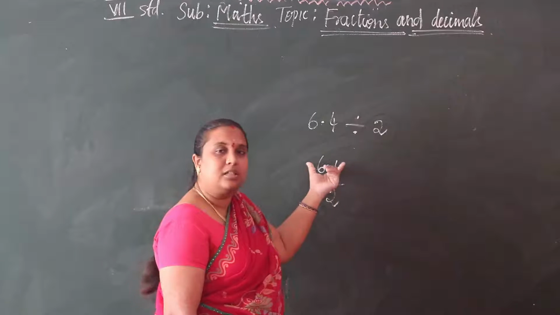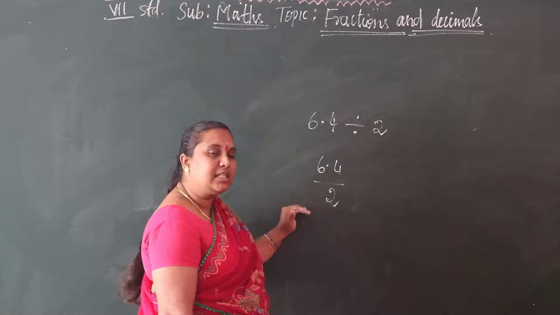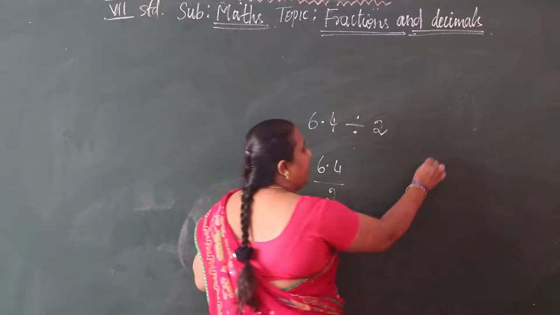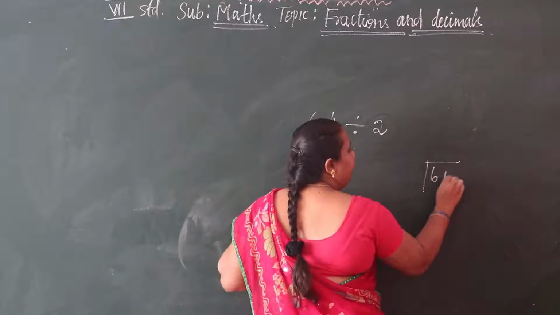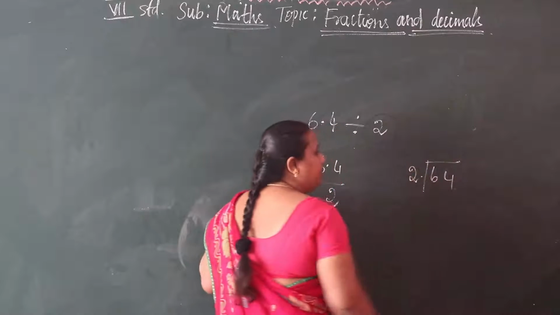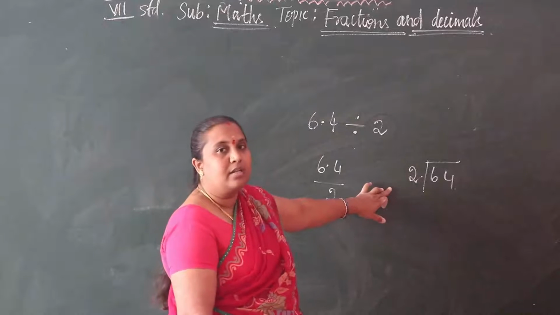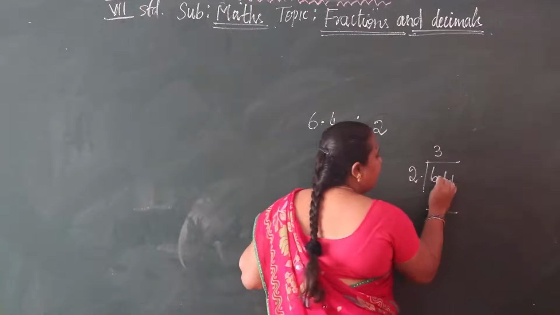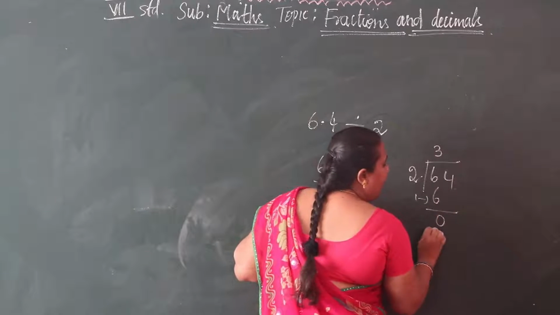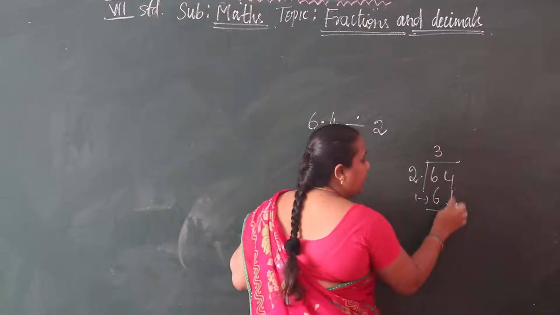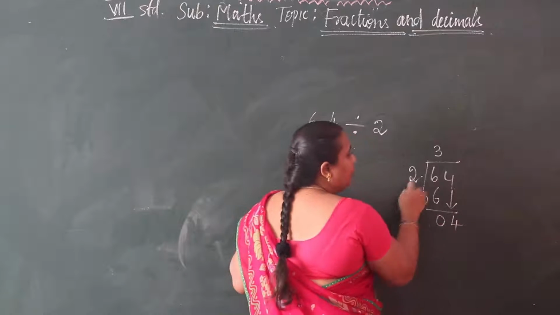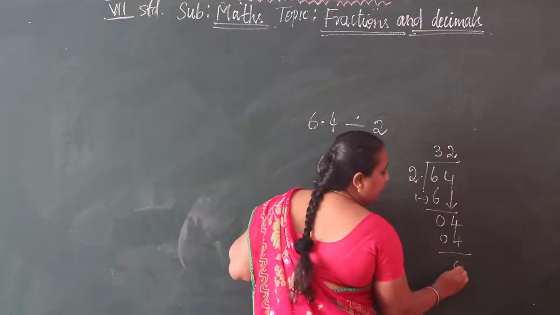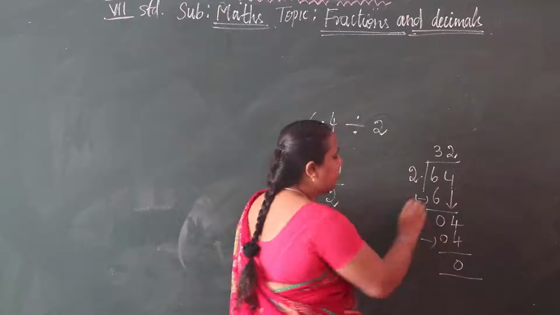We can divide this decimal number the same as normal division. Here also we have to do the same. So we take 64, and 2 is the divisor. 2 3s are 6. 6 minus 6 is 0, and we bring 4 down and write 4 here. So 2 2s are 4. So the quotient is 32 and the remainder is 0. 4 minus 4 is 0.